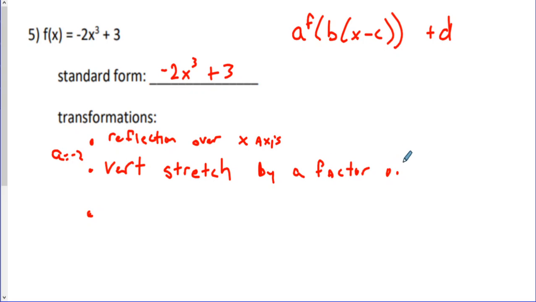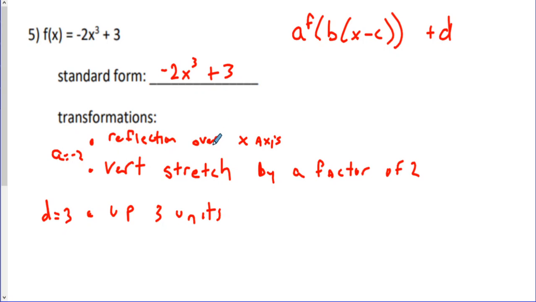Which is longer to write than it is to say. Okay, and then I have a d value at the end. This is just going to cause it to go up by 3 units. So d is equal to 3. Okay, that's up 3 units. Okay, and so those would be our transformations.